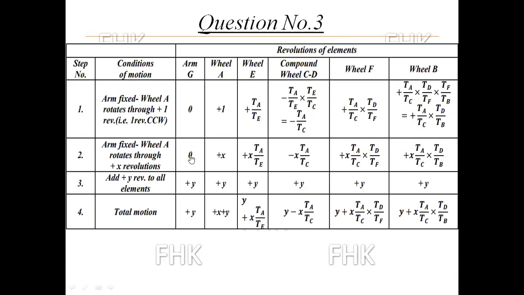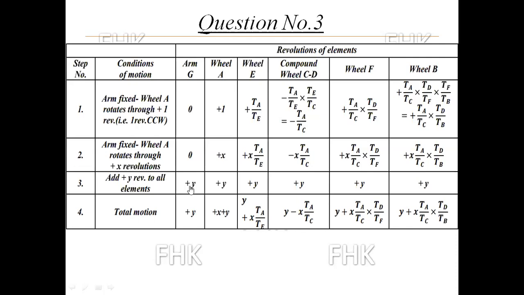Now the second step is to give x revolutions to all the members. So it will become 0, and multiply x to all these elements of row 1. This is 0, this is x, plus x TA by TE, minus x TA by TC, this is plus x TA TD divided by TC TF. This will become x TA TD divided by TC TF. In the examination, while copying this term, don't make a mistake.